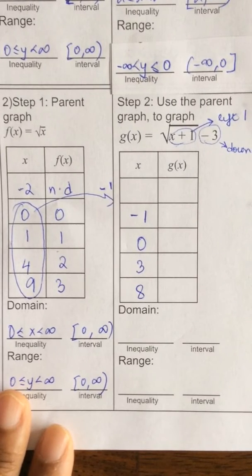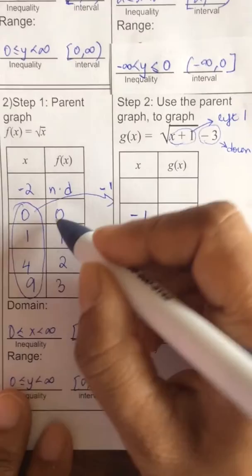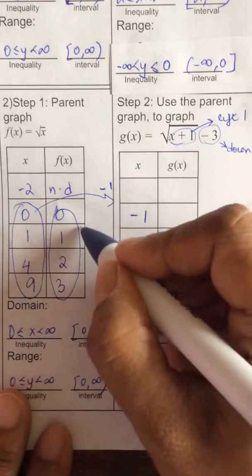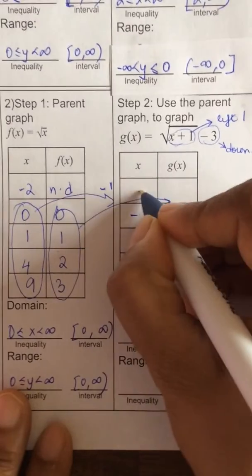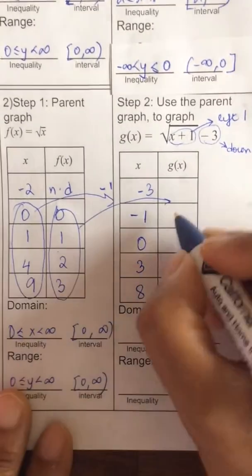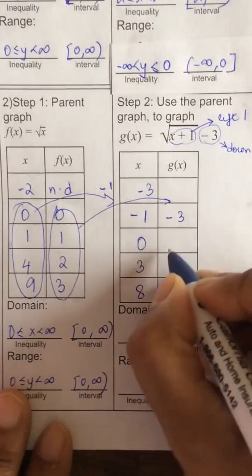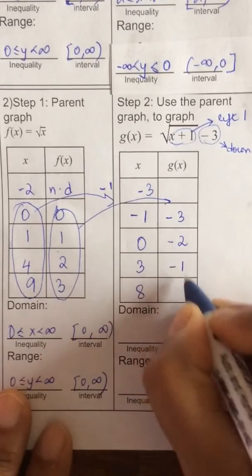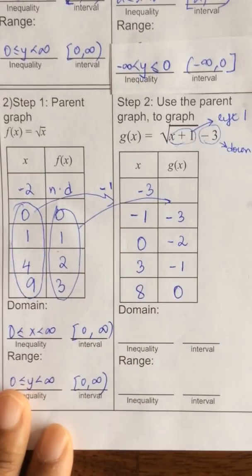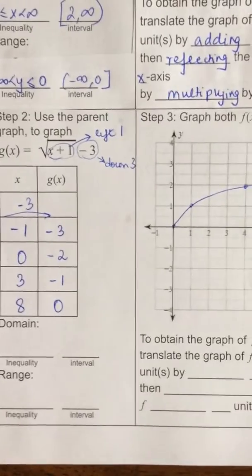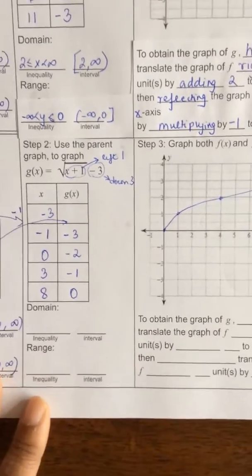Now, to take the graph down 3, we subtract 3 from all the y values and write them here. So 0 minus 3 is negative 3, 1 minus 3, negative 2, 2 minus 3, negative 1, 3 minus 3, 0. These are the values that we are going to plot to get the transformed graph.